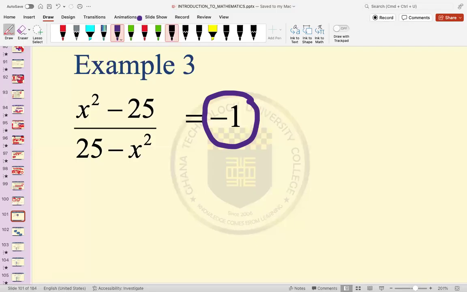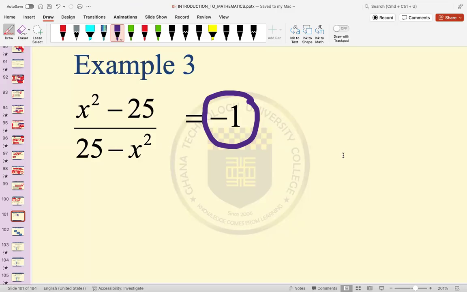Any question about this solution? Rational algebraic expression. Any question about the reason why we had negative 1 as our final answer?